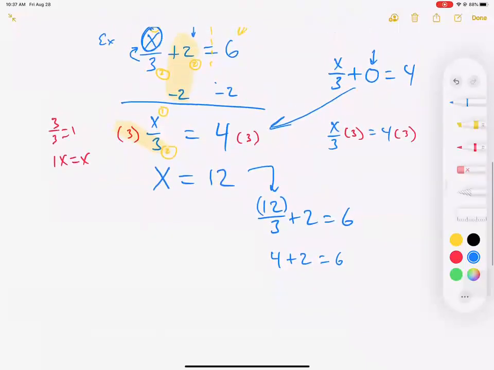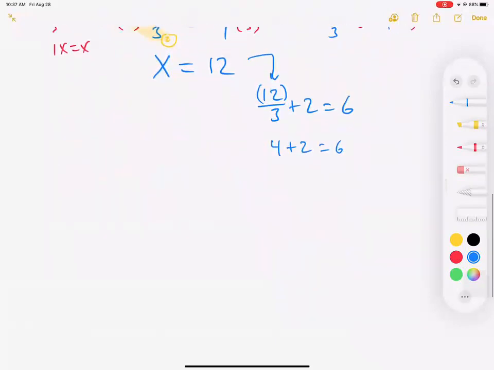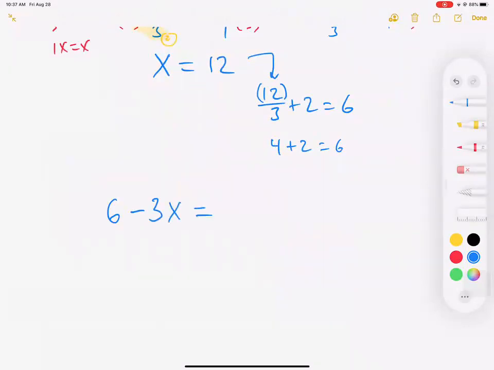Okay, so I'm going to make this, in the next step, a little more trippy. So I'm going to write 6 minus 3x is equal to, let's do 3. Okay. So this is my next problem. We're going to go through our steps for solving the problem again.